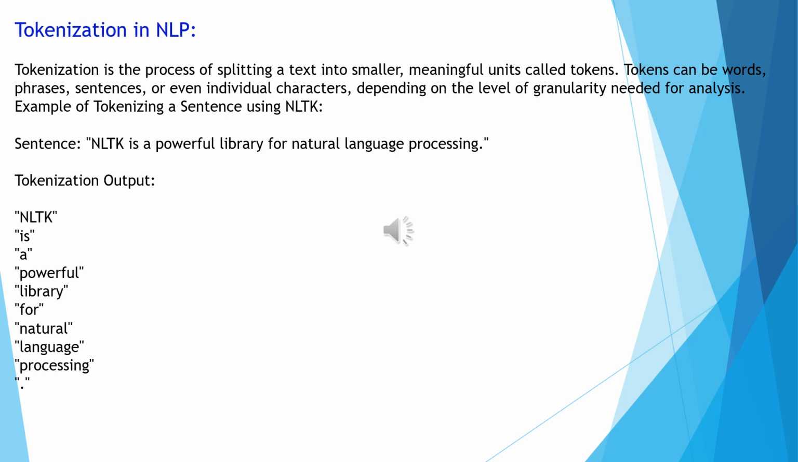So, coming to this slide, it discusses tokenization in NLP. What is tokenization? Tokenization is one of the most fundamental steps in NLP. It is the process of breaking down a text into smaller units called tokens, which can be words, phrases, sentences, or even individual characters. In NLTK, word_tokenize is a method which splits the text into words, while we have another method called sent_tokenize which splits the text into sentences.